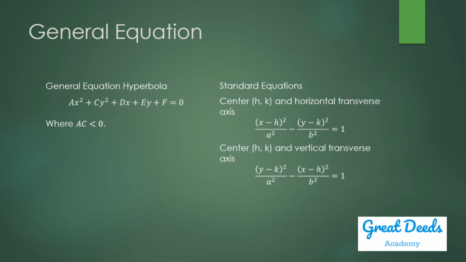So last time, I also spoke about the general equation of a hyperbola. This is your general equation where A times C is negative.